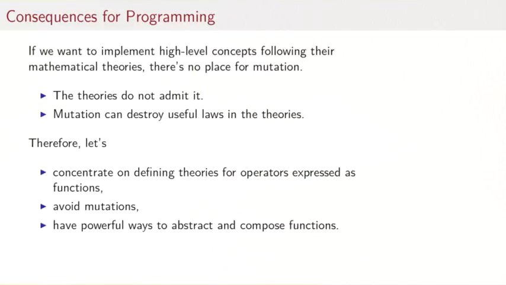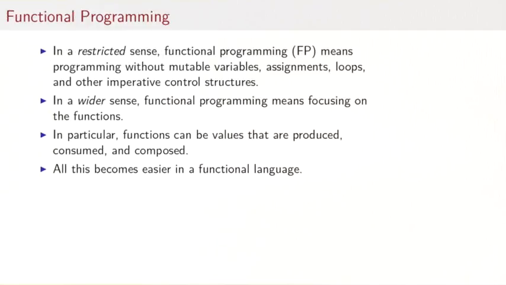And that leads to a new style of programming where we want to concentrate on defining these theories for operators which would in the end be expressed as functions. We want to avoid mutations, and if we are going to do without something, we want to gain something else. What we gain is powerful ways to abstract and compose functions. So the style of functional programming means avoid mutations, get new ways to abstract and compose functions.